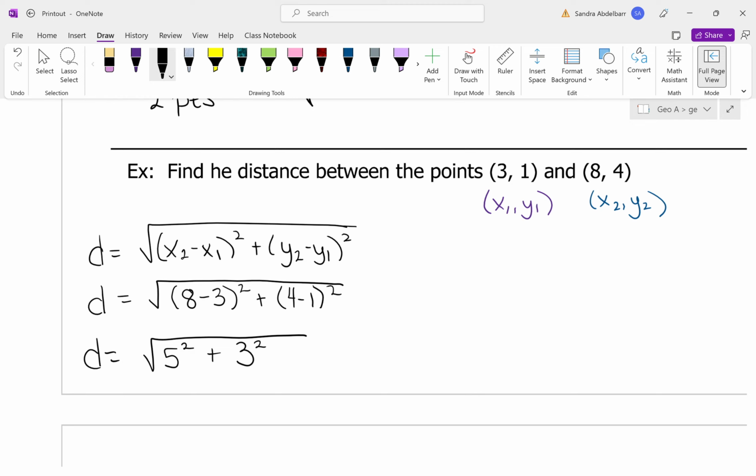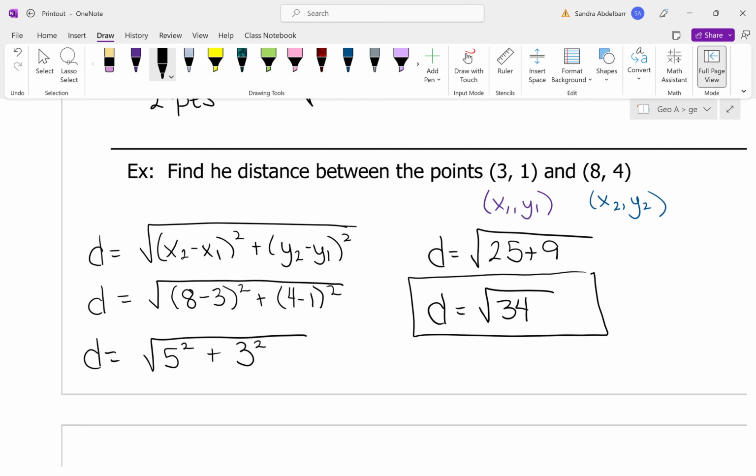So now I'm going to simplify under my radical. 5 squared is 25, 3 squared is 9, 25 plus 9 is 34. At this point in the year, I've already taught you how to simplify radicals. If you can simplify, you must simplify. But can we simplify the root of 34? 2 and 17, no pairs there. So our distance is just root 34 units long.